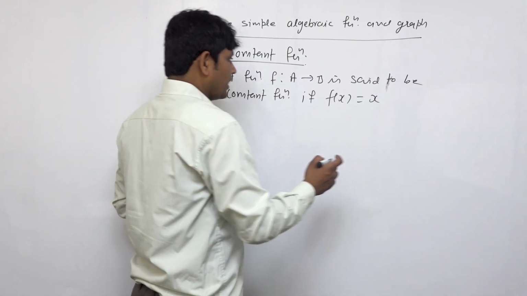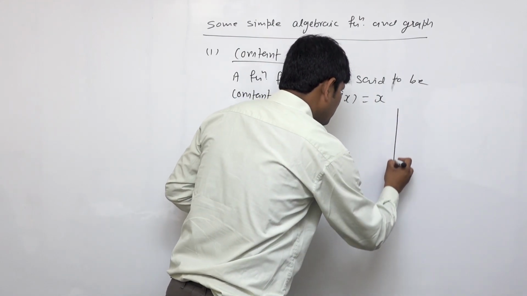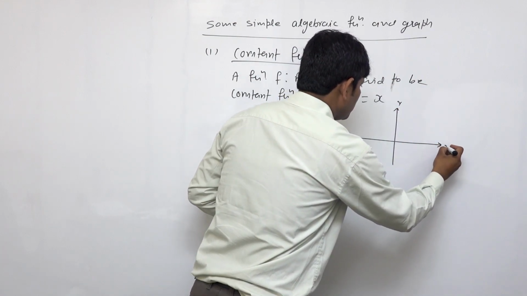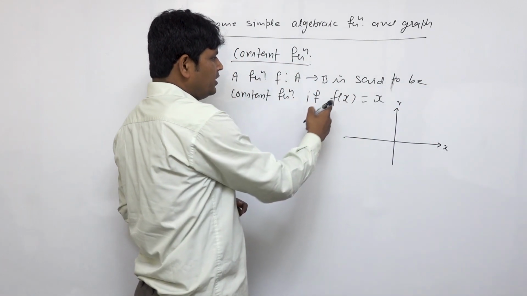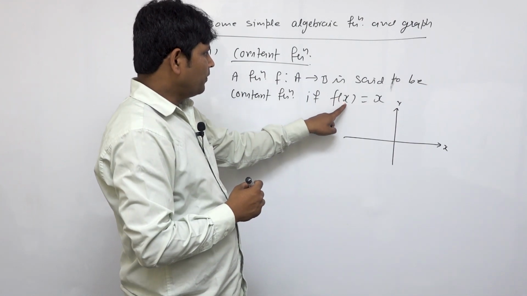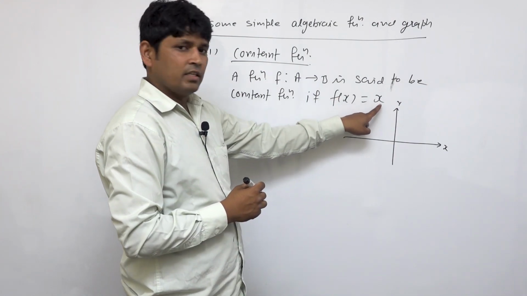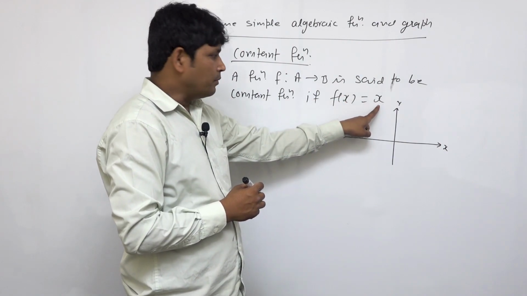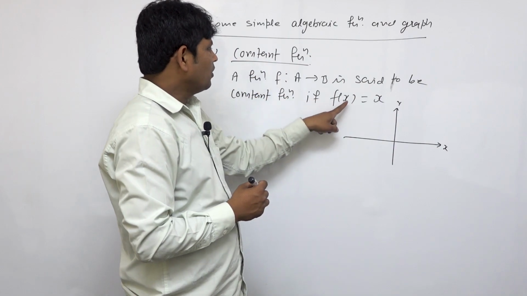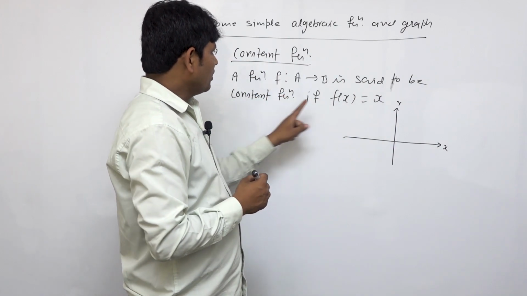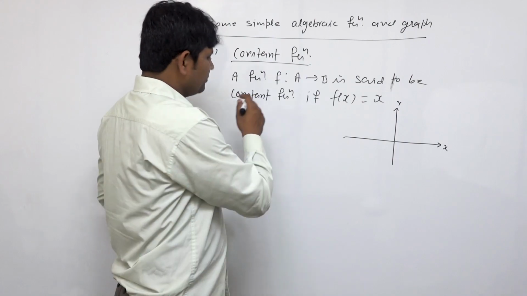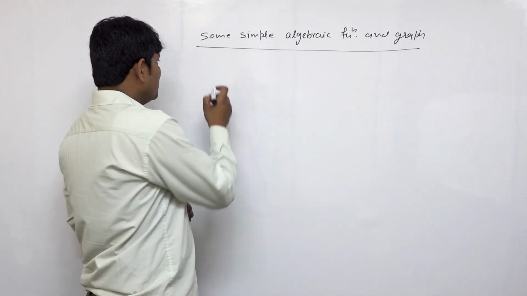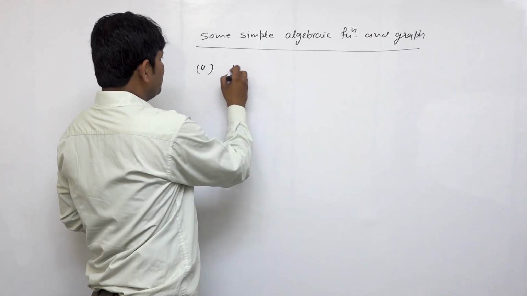Then which type of diagram we'll get here? This is a linear, this is a straight line, there is a graph, y, this is x. Constant function means if you put the value of input is 1, you will get the result 1. If you put the value of 2, you'll get the same result. That is, this is called constant function, or this is called identity function, you can say that. So some simple algebraic function and graph. So the first function is the identity function.